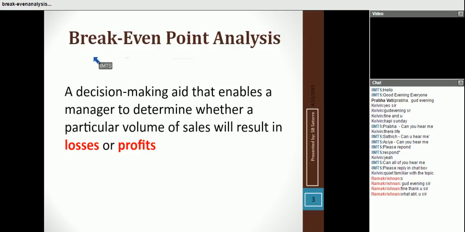Now, first of all, let's see the definition of break-even point analysis. What exactly is it? It is a decision-making aid or a tool that enables a manager to determine whether a particular volume of sales will result in a profit or a loss. So we can say that it is a way of calculating the profit or the losses of the sales of the goods or the services in an organization.